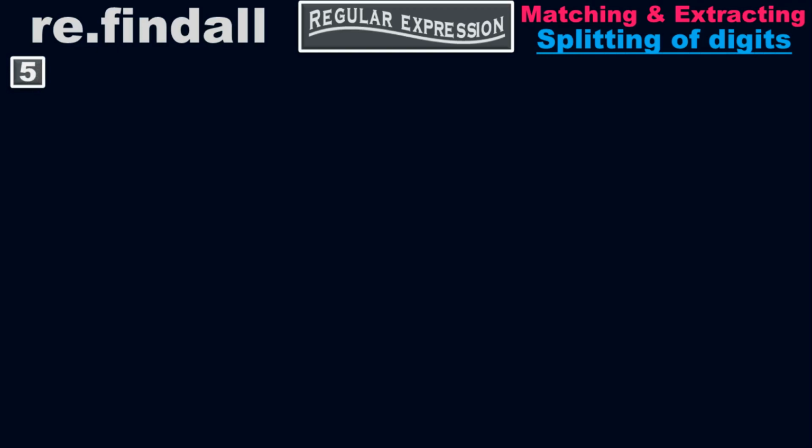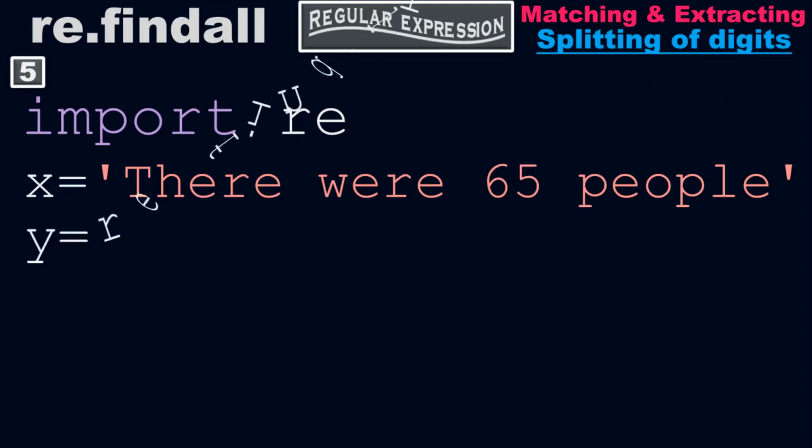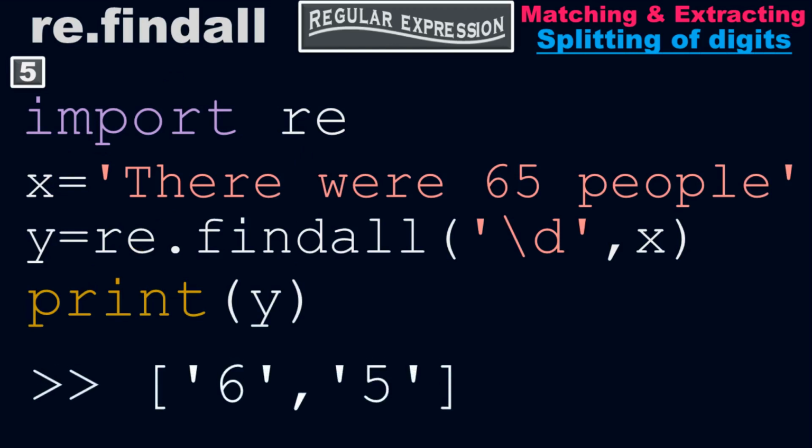So example number 5, first import the regular expression library, and then x equals "there were 65 people". y equals re.findall of backslash d inside the quotes, comma x. Take the print of y, it will return the output 6 separate and 5 separate inside the list. As I told you, we are doing splitting of the digits.